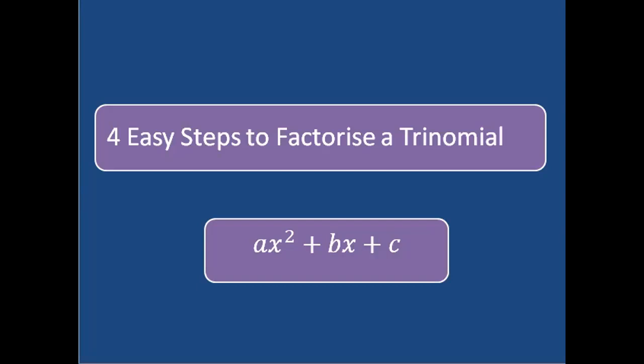In this video, I'm going to show you 4 easy steps to factorize a trinomial in the form of ax squared plus bx plus c. It doesn't matter if a, the coefficient of x squared, is equal to 1 or not. These 4 easy steps are going to work all the time.